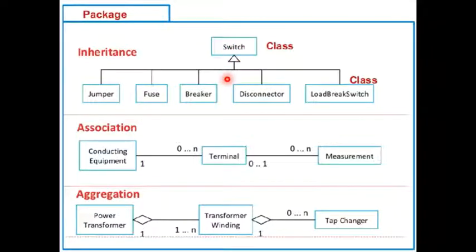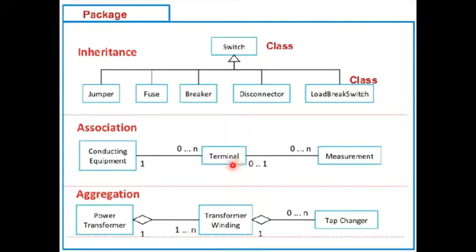The next is association, where you will have direct connection, and there you will see the numbers written on both sides which shows the cardinality. Cardinality means the relationship of one to many between two classes. So for example, in this case, conducting equipment, that is one conducting equipment can have either zero or many terminals.